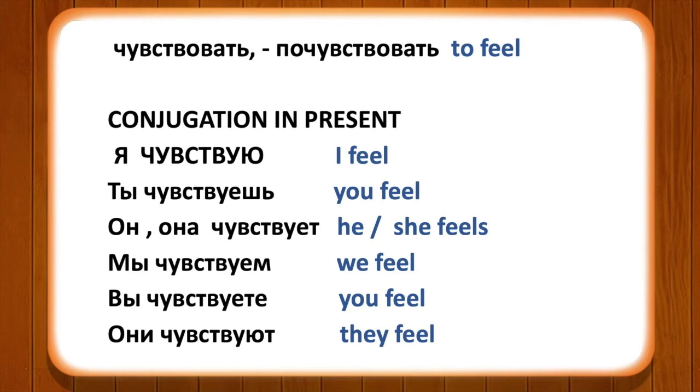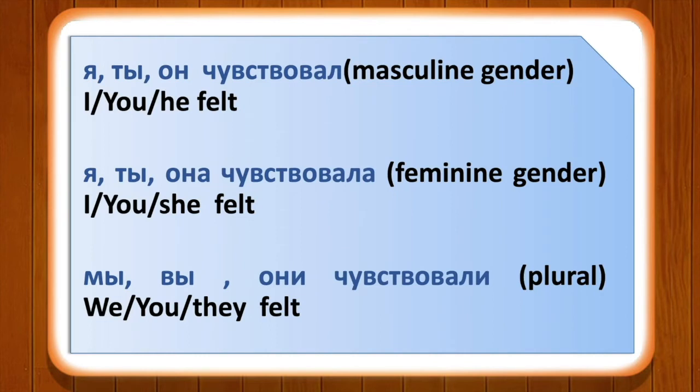Chustvavach, and the perfective aspect of the verb chustvavach is pachustvavach. But in this text, I am not going to conjugate the verb pachustvavach. I am going to conjugate only chustvavach. And similarly, you can conjugate pachustvavach also. Chustvavach means to feel, and conjugation is like that. Ya chustvuyu, I feel. Ti chustvuyesh, you feel. On ana chustvuyet, he or she feels. Mi chustvuyem, we feel. Vi chustvuyete, you feel. Ani chustvuyut, they feel.